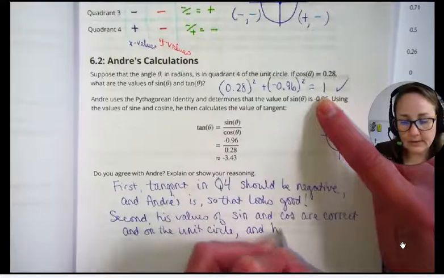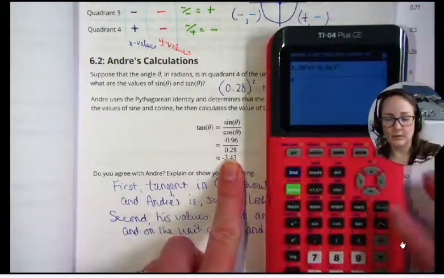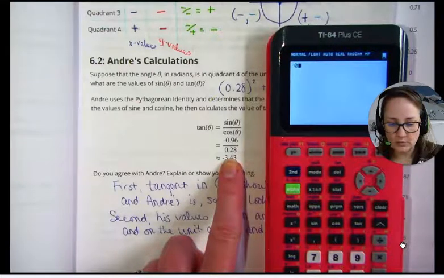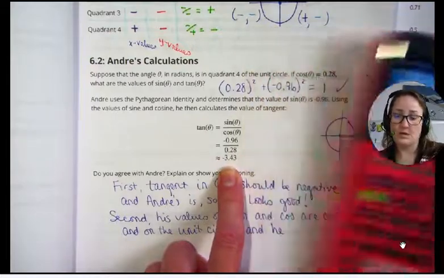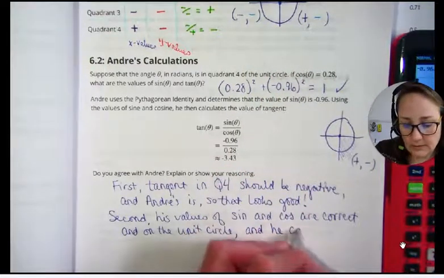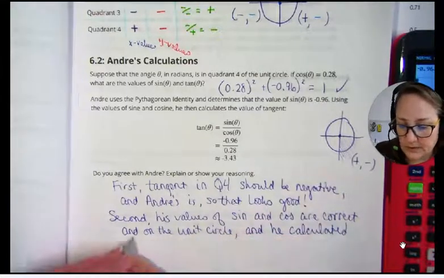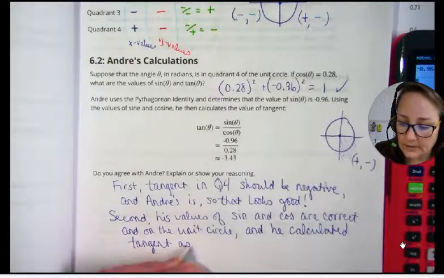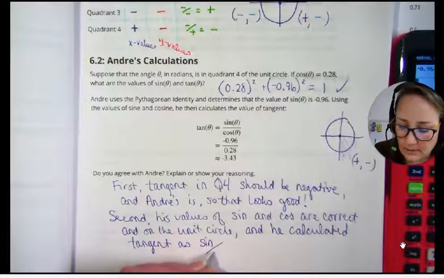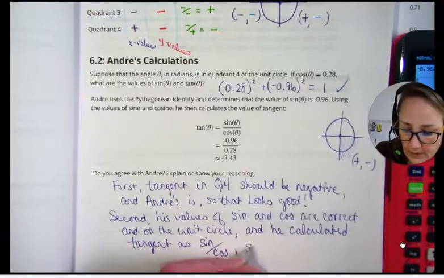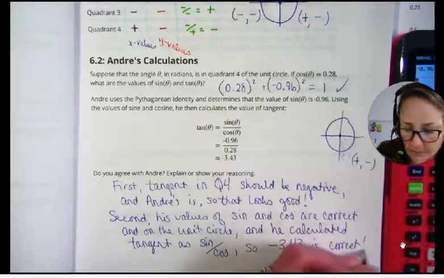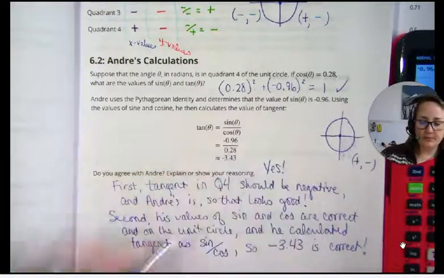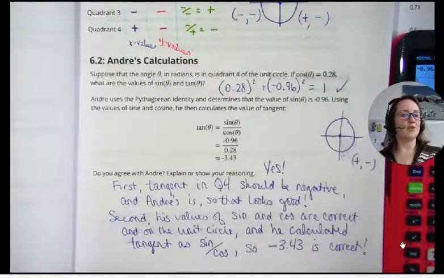And let's just double check if he calculated this correctly, because that's the only place I can see him going wrong right now. Negative 0.96 divided by 0.28, and it does in fact equal a negative 3.43. Right, and so he calculated tangent as sine over cosine. So negative 3.43 is correct. So we could say yes, we agree. Andre's right, and we're good to go.